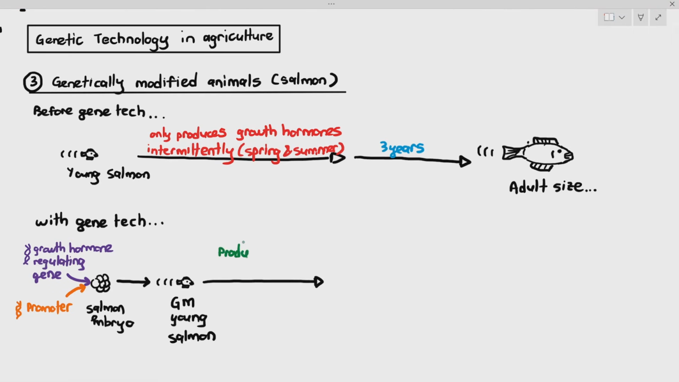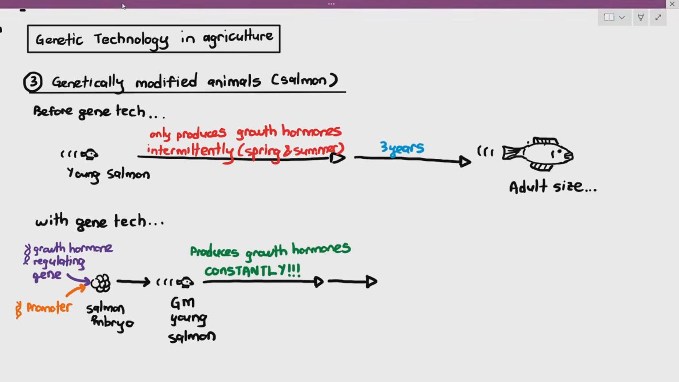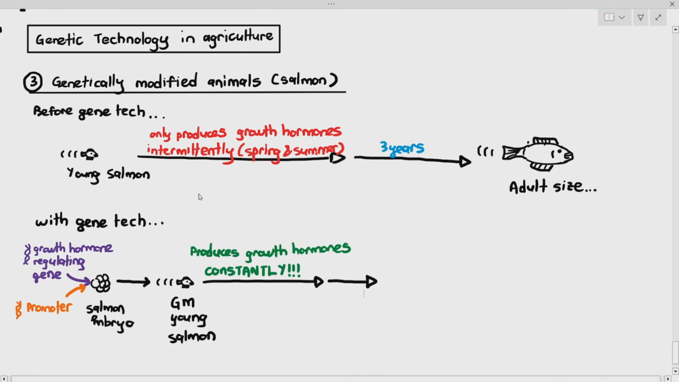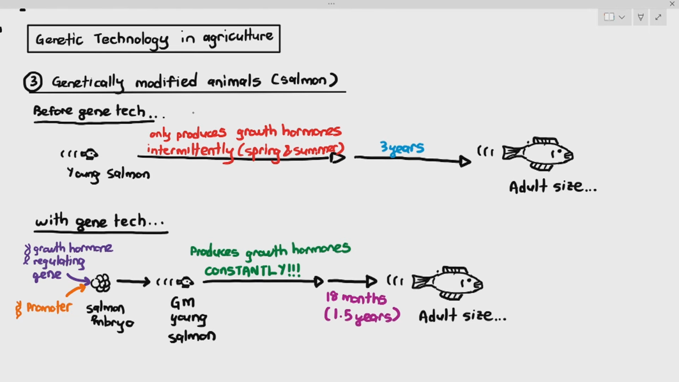And this salmon, instead of producing growth hormones intermittently, which is only spring and summer, will produce growth hormones constantly. So all throughout the year, it will produce growth hormones. And what's the effect of that when they produce more growth hormones? Obviously, they are able to reach their adult size much faster. In fact, they are able to reach their adult size at 18 months, which is about 1.5 years. So half the amount of time taken for a natural young salmon to reach the adult size, a genetically modified young salmon can do it in half that amount of time.